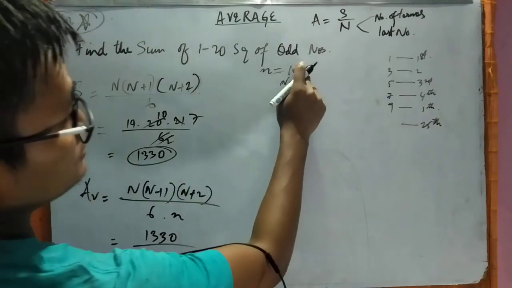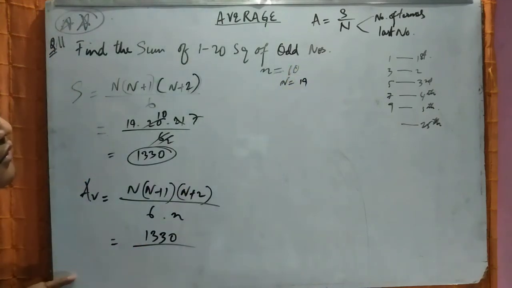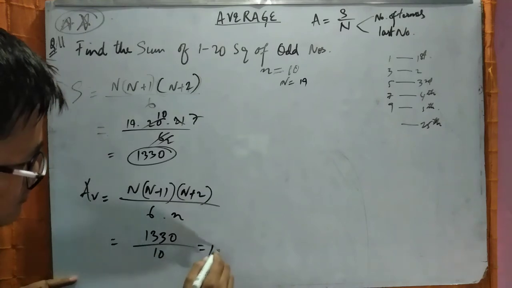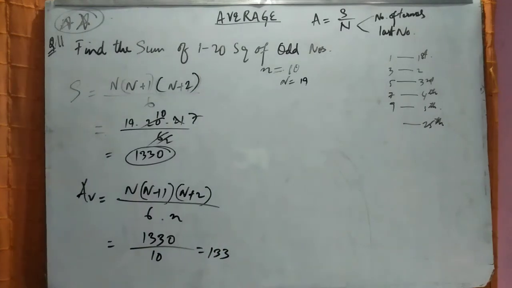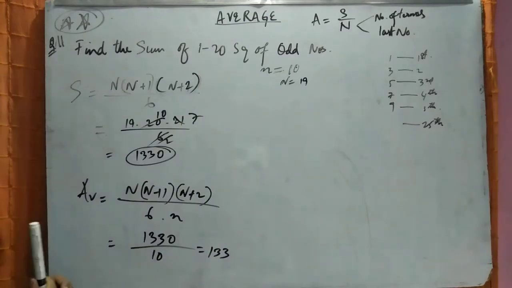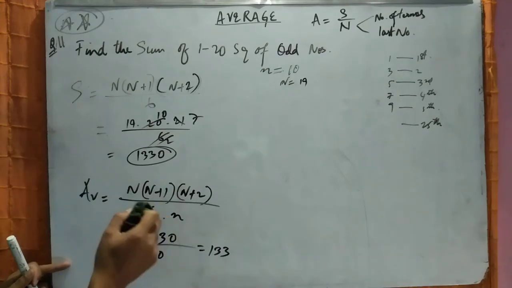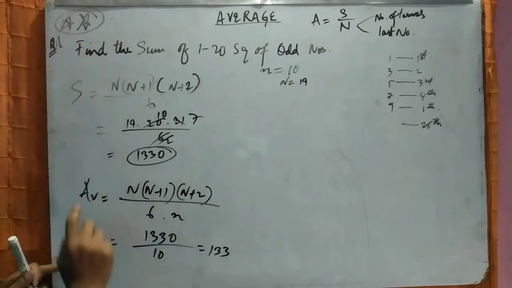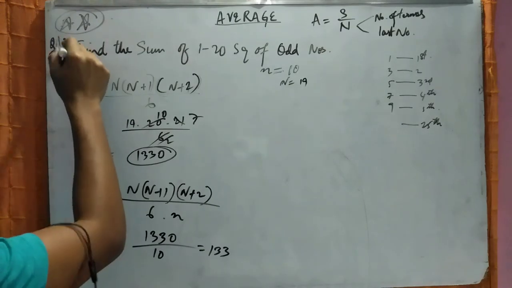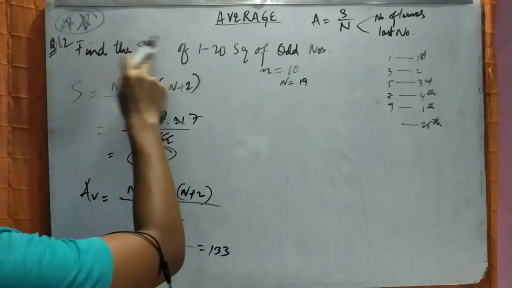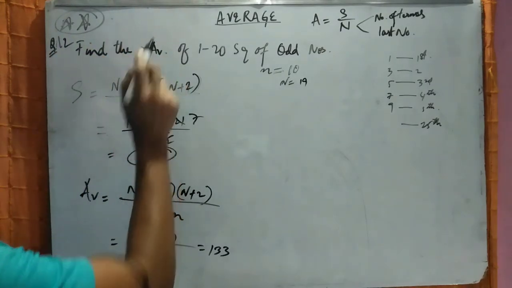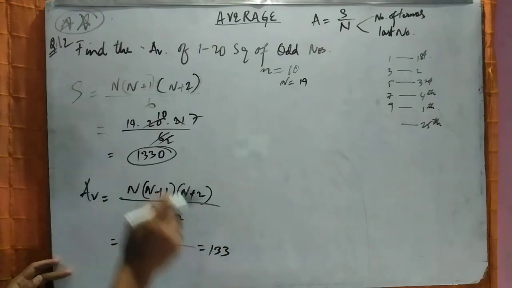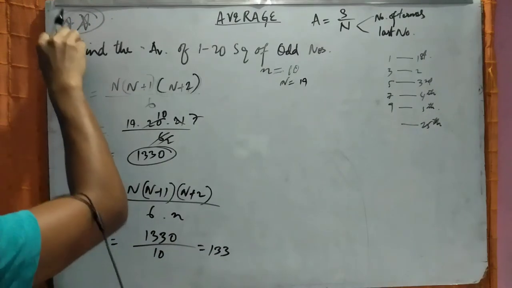The number of terms is 10, so the average is 133. Find the average: the average is 133. Now question number 13.